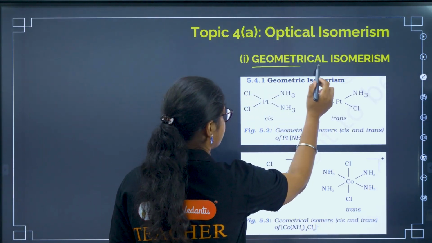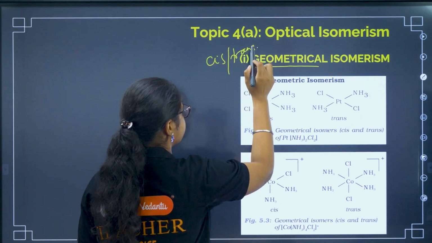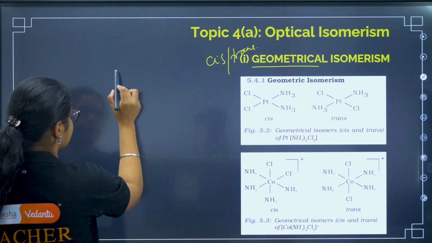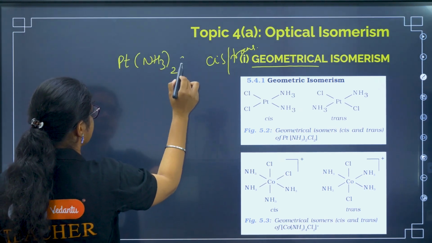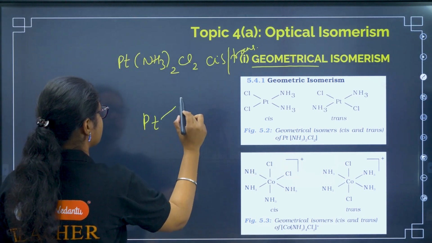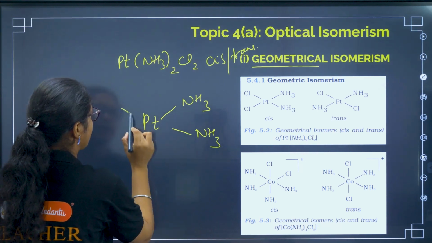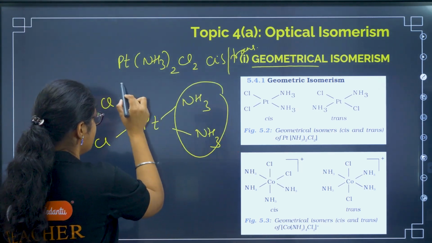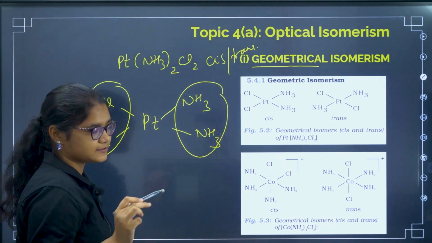First of all, what is geometrical isomerism? You can see, cis and trans form. I have taken 3 examples here. First one is platinum (NH3)2 Cl2, right? So here we can have 2 conditions. Platinum can exist with 2 NH3 on one side and 2 Cl on another side. Both the NH3 are on one side, both chlorines are on one side. Such type of geometry is called cis geometry.